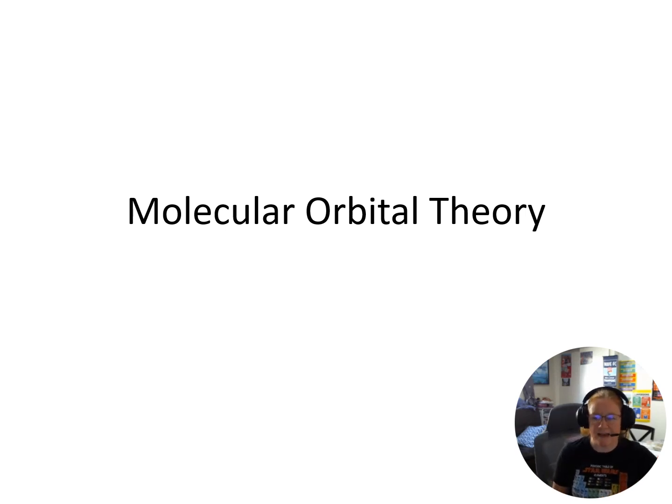All right, now we come to the last of our bonding theories, molecular orbital theory. So this is going to be another way of looking at how we explain overlaps and how we explain some of the properties that we see. Once we cover this, we're going to look at oxygen.